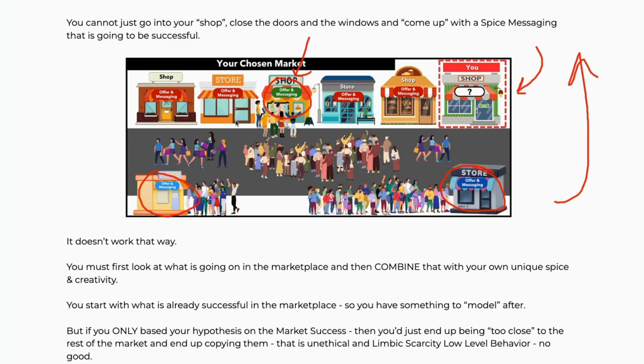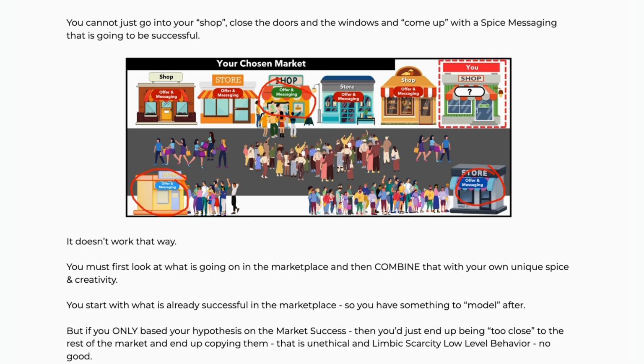But here's the thing: if you only modeled your hypothesis on market success, and said, this person is crushing it, this person is crushing it, and this person is crushing it, so I'm just going to model them 100%, then what would end up happening is that your spice messaging would be too close to them.